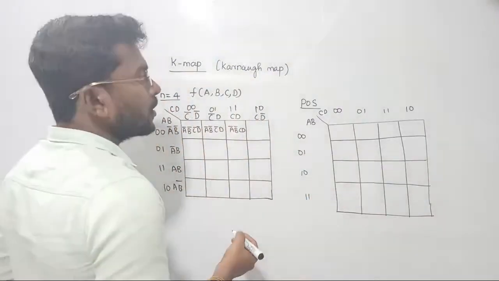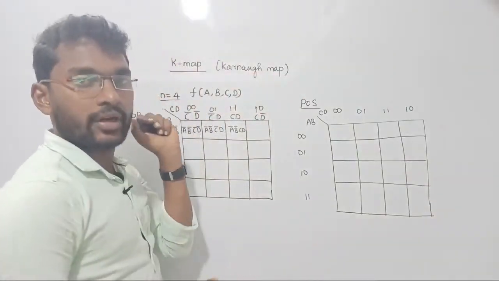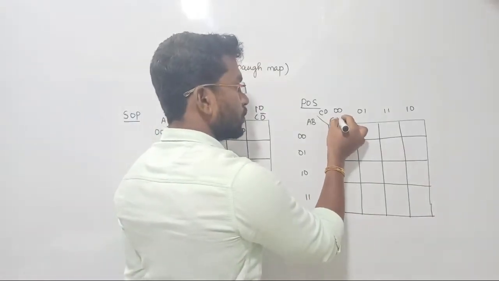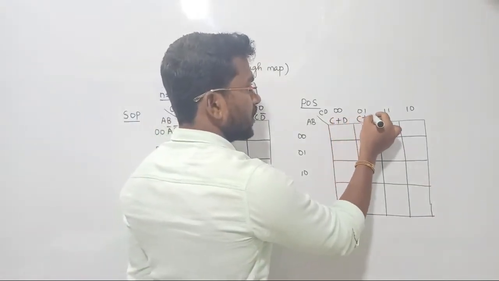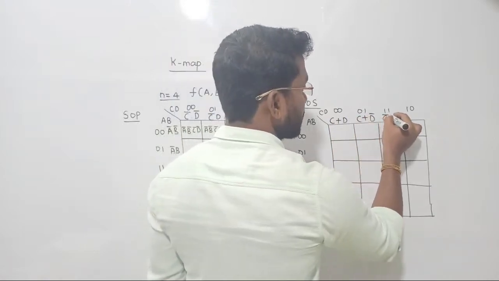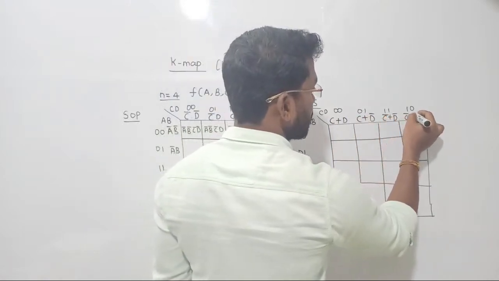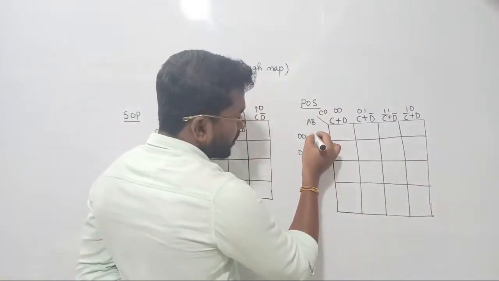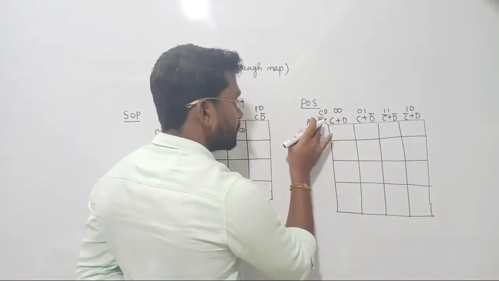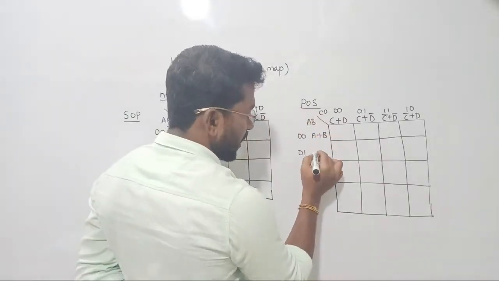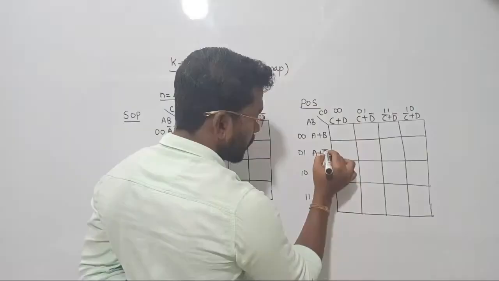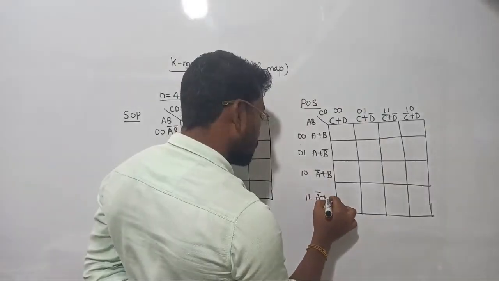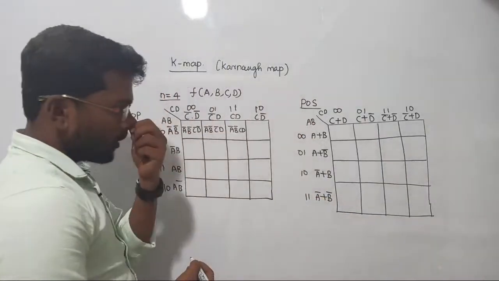How do we represent this one? Since we are going to write product of sum, first of all, we have to consider max term. Max term 0 is acceptable, right? So C plus D. 1 is not acceptable, D bar. 0 is acceptable, so A plus B. For the second one, 1 is not acceptable. Clear?